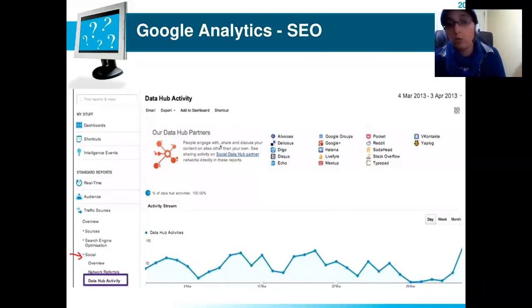So that creates, as I said, a signal, and this actually will help your SEO. It's going to help your ranking because people are engaging with your content. So that's what Google wants.